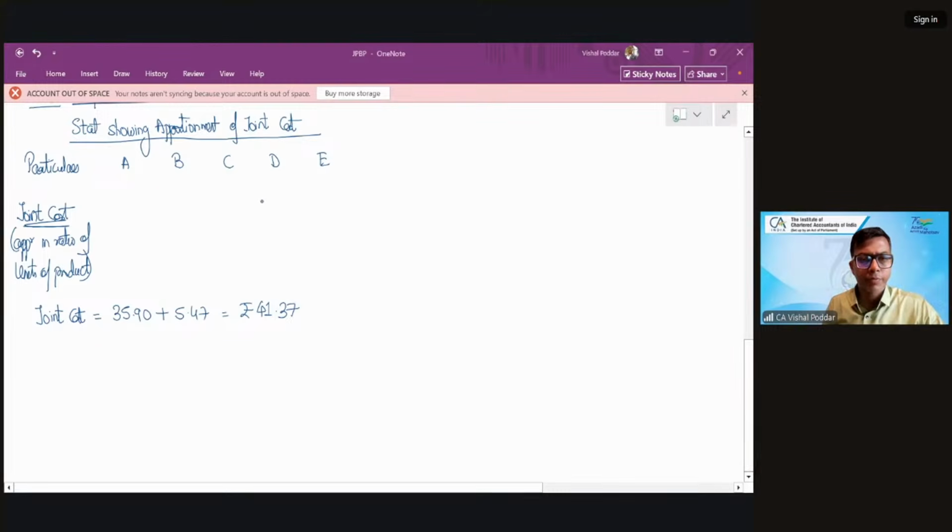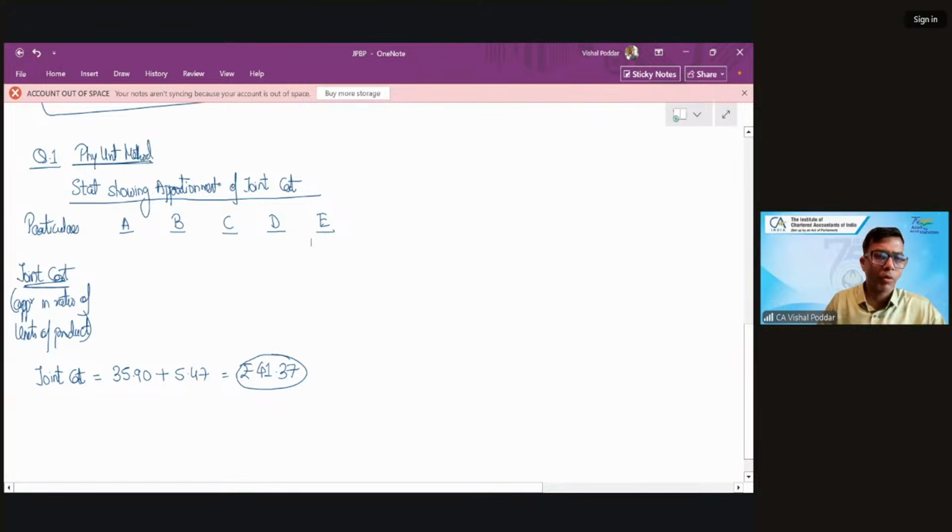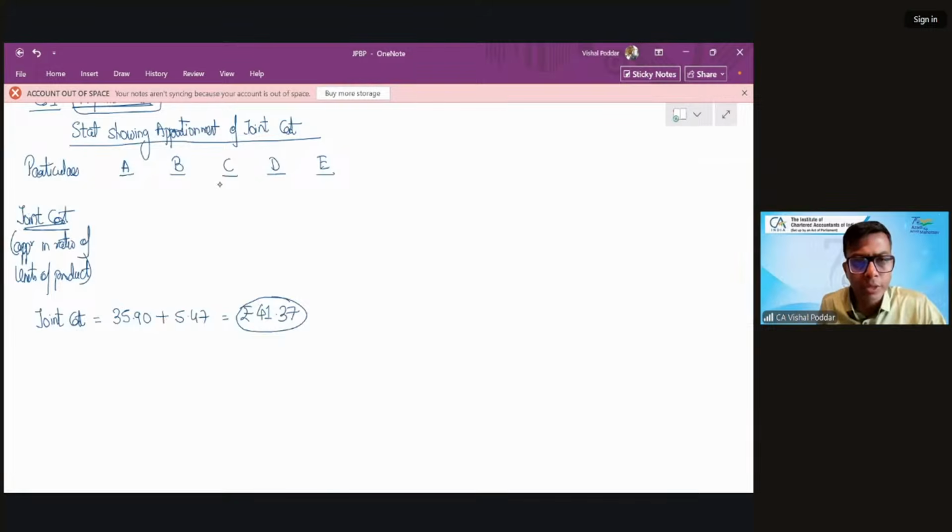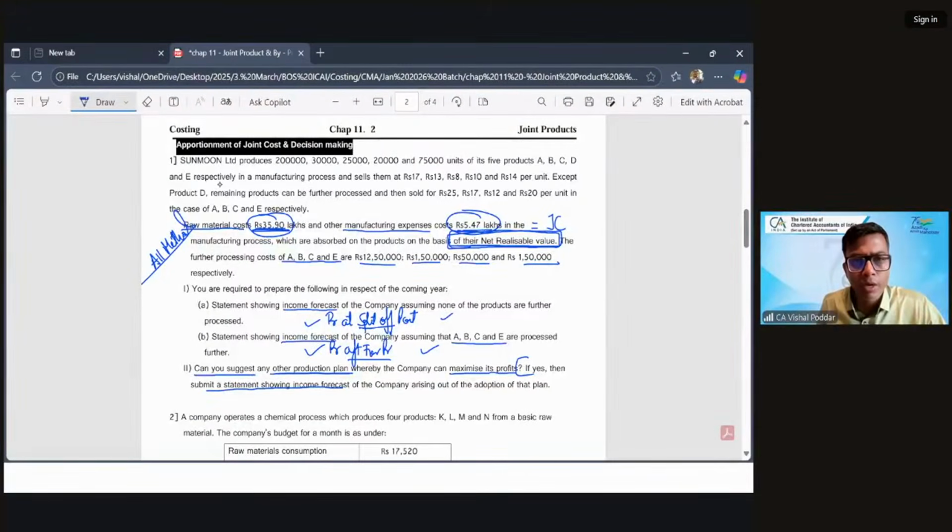Now, what you have to do in step 1 is simply take your calculators, and this 4137, which is your joint cost, we will divide among all these five products. In what ratio? The ratio is the method that you are following. So if the question says physical units method, then you will take the ratio of your units. Now, what is the units ratio? It is 200 is to 30 is to 25 is to 20 is to 75. Correct? 200, 30, 25, 20, 75.